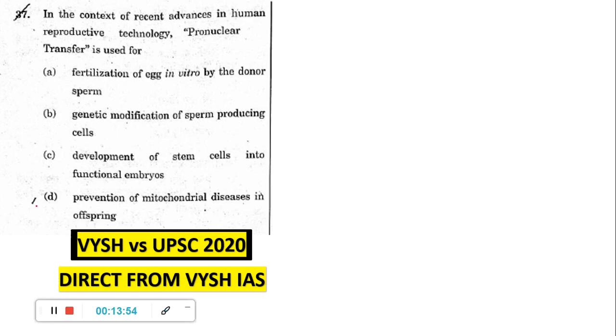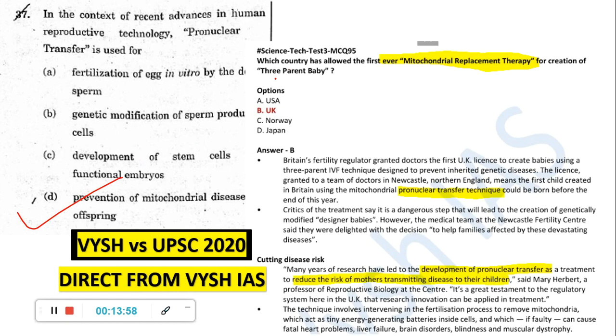As I told, the answer is this one, and this was there in our test series when the UK had this three-parent baby concept. We discussed mitochondrial replacement therapy in science and tech test number 3. So here the pronuclear transfer technique is used to reduce the risk of mothers transmitting disease to their children. So it is preventing mitochondrial diseases in the offspring. This is the way you have to solve. Just basic test series and basic books are enough to solve each and every question. You don't need any extra knowledge.